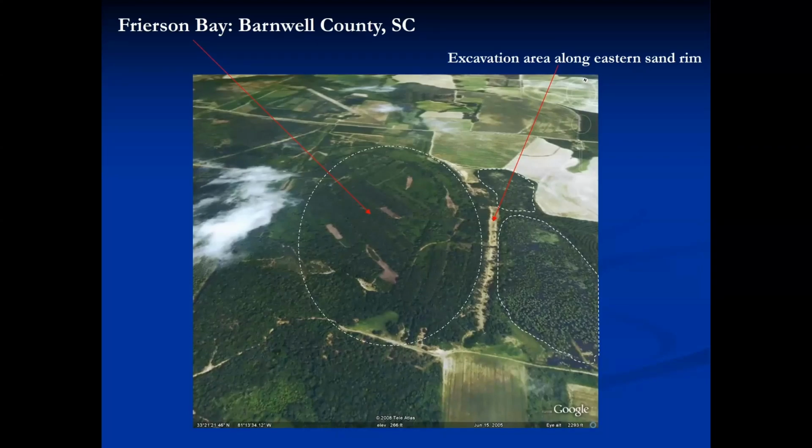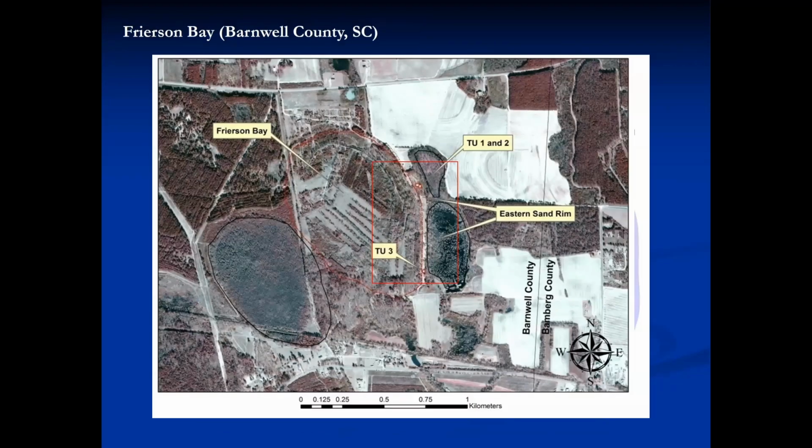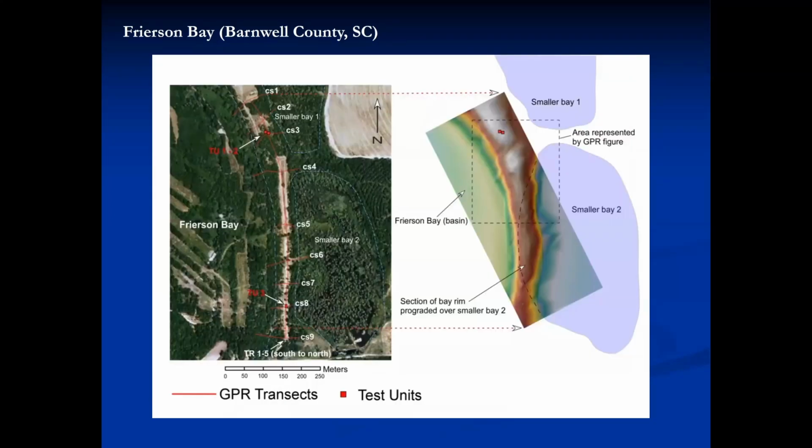All right, so jumping over to Frierson Bay in Barnwell County, we did work on the rim, a beautiful sand rim along the bay, and had some smaller Carolina Bay-like depressions on the east side of the rim. Here's another picture of Frierson Bay. Keith talked about shovel tests. We did shovel tests all down the rim. We located areas where we have archaeological sites, with a high density of artifacts. We went in and placed test units. This is a GIS modeled elevation map showing the rim.